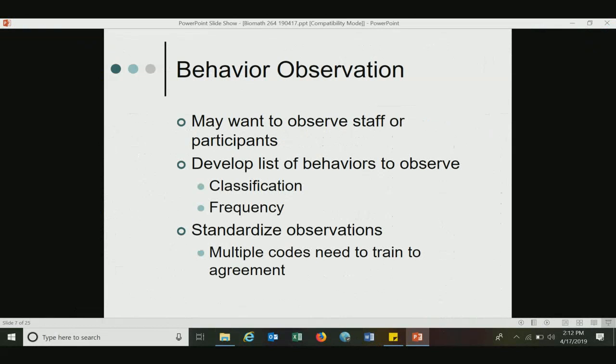Now we're going to talk about when you're observing behavior. There's different research projects. It may be that you're wanting to observe the staff. So are staff doing particular things in a unit? Or you want to observe participants. You want to see what people's reactions are to a particular intervention or device or something. One of the things you want to do is you want to make sure that you list the behaviors that you want to observe.